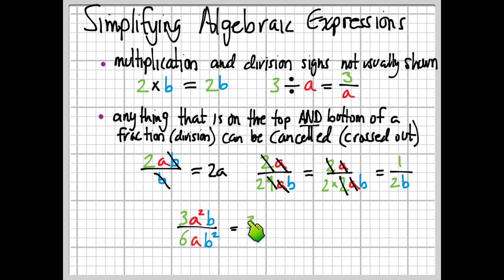So I'll put the 3, and then I have a squared. Okay, this is 3a squared b. Now, when you square something, that means you multiply it by itself. So a squared is equal to a times a. Okay, and then I have my b.